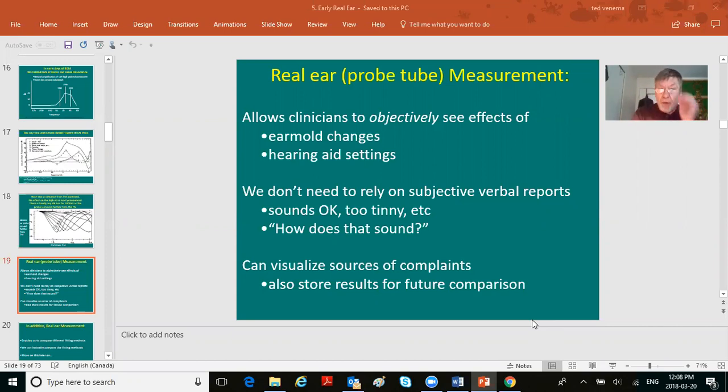So it's important, I think, visualizing what it says at the bottom, the sources of complaints. You can also store the results for future comparison.